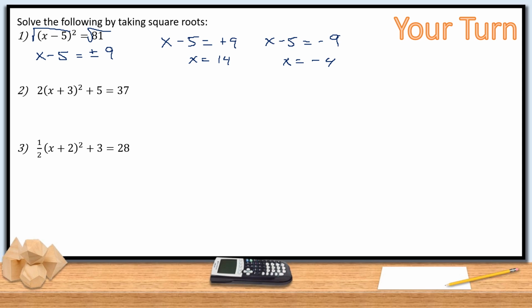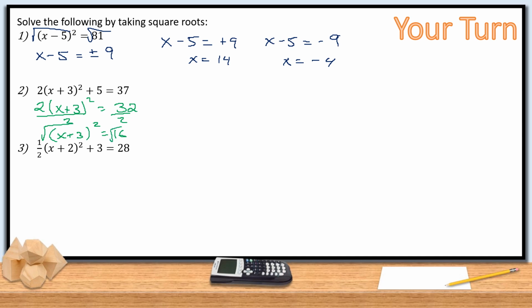Number 2, kind of what we solved in our example. Subtract 5 from both sides. So we got 2(x plus 3) squared is equal to 32. Divide by 2 on both sides. (x plus 3) squared is equal to 16. So when we see a square number over here, we're pretty happy because we know this is going to work out nicely. Will not always be the case.